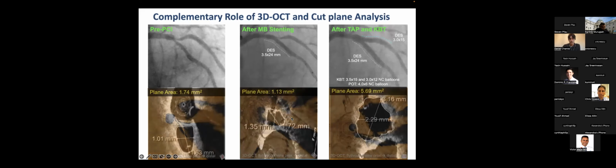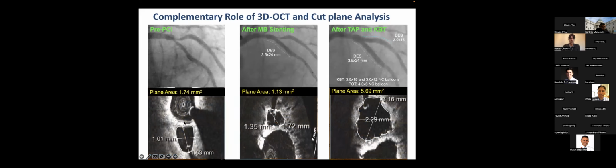And in the future, we'll be able to, so this is software that we can use in a core lab environment for offline analysis, and we can really do planimetry of the ostium and see these changes over time. Hopefully one day we'll have this online in the cath lab as well.